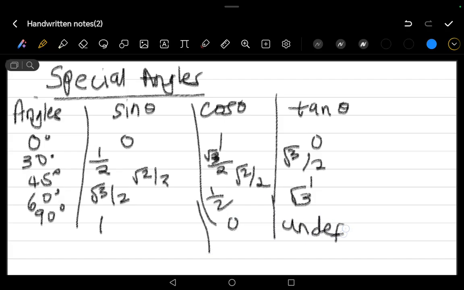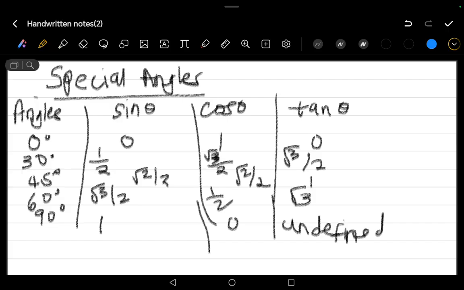Okay, so you should memorize this table. You have to memorize it, because we're going to use it a lot. When we're doing trigonometry, we're going to use this table. So now let's do an example. Let's say sine 30. Sine 30, we know it's half. And then cos 60 is also half.